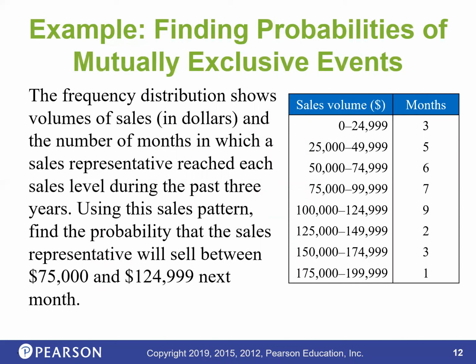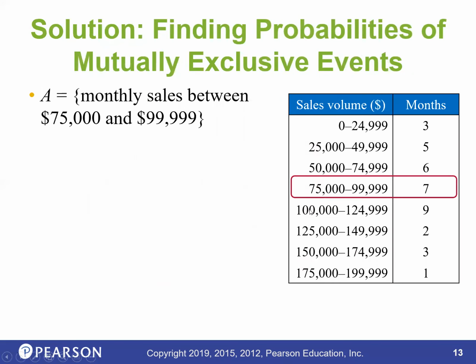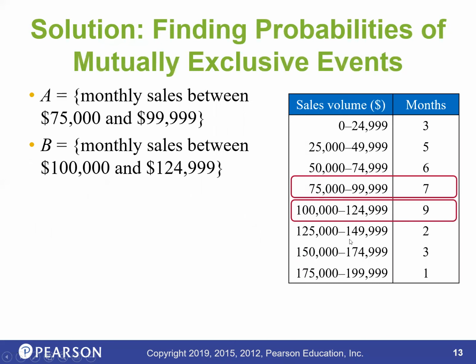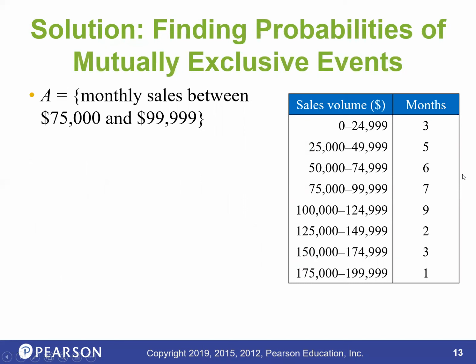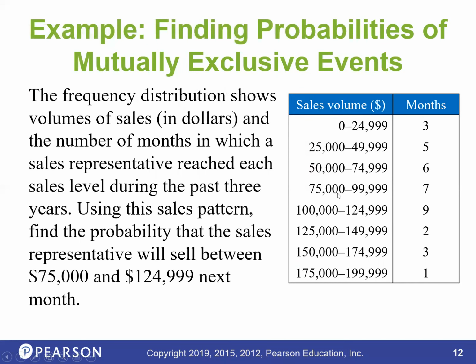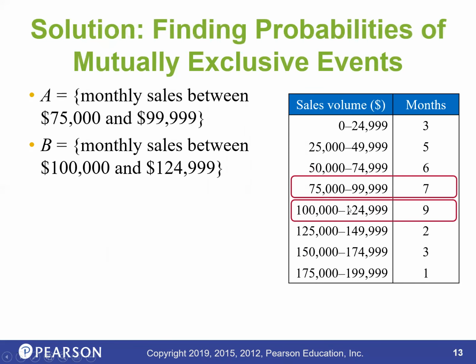All right, using this sales pattern, find the probability that the sales representative will sell between 75 grand and 124 grand the next month. This piece right here, pretty sure. Oh, it's this one and this one. Is that right? Sorry, go back over here. 75 is right here. 100, almost 125,000 is right here. So it's these 2 brackets, or sales brackets. Right? So what's the probability of event A happening and event B happening?